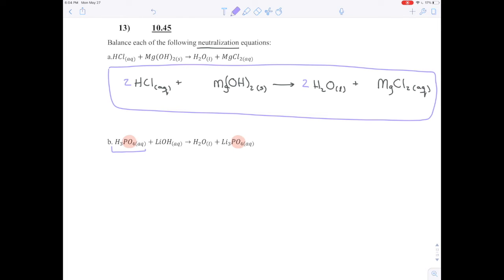How many PO4s are on the left? Look at the bottom right. Notice I'm not including the 4. That's part of that blob. So at the bottom right of that, nothing is written. That means that we only have an implied 1.